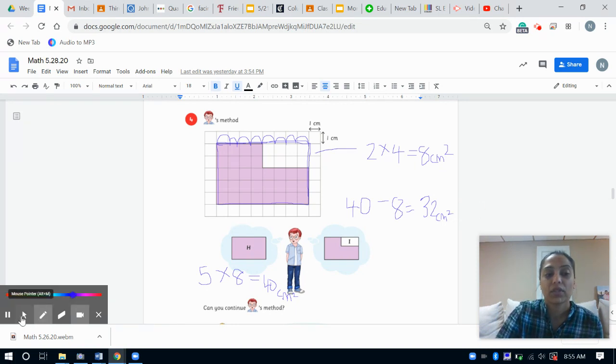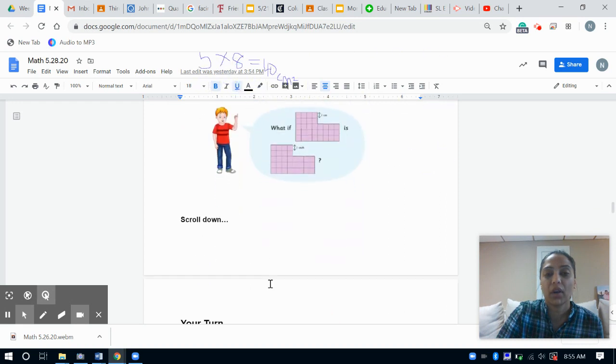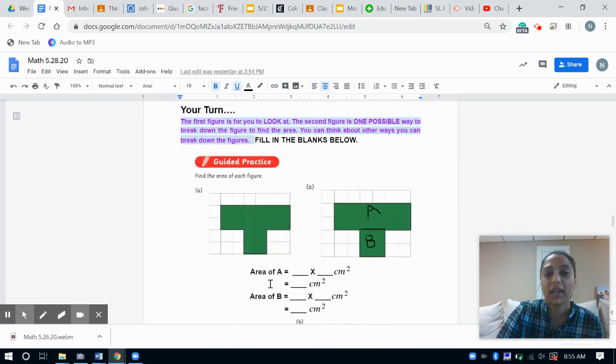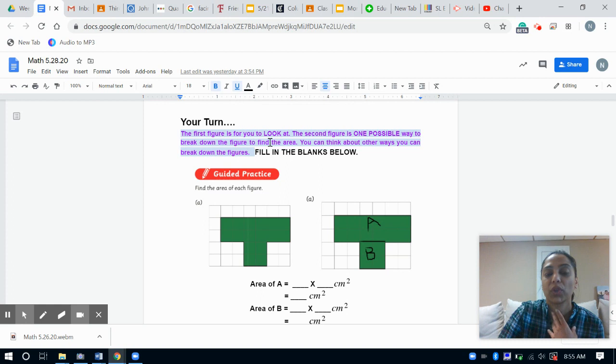Okay, so down over here, there are some other questions for you. And it says here, the first figure is for you to look at. So please don't look at this and get confused. This is for you to look at. What we have done, we were trying to figure out how we can do this because we're not there to sit next to you to see the different ways. So we broke it down for you. So for this figure, there are so many other ways to break this one down, but we just showed you one way, right? This is just one way to break it down.